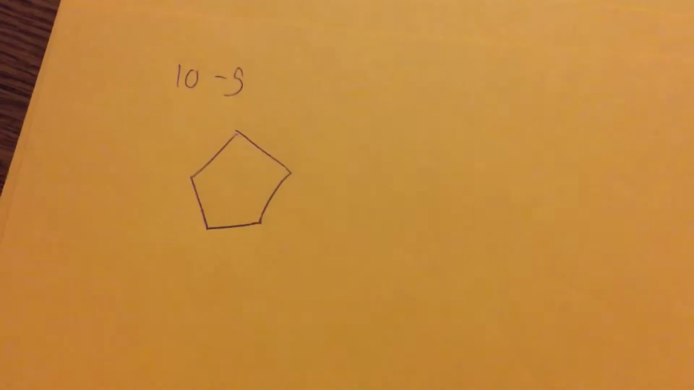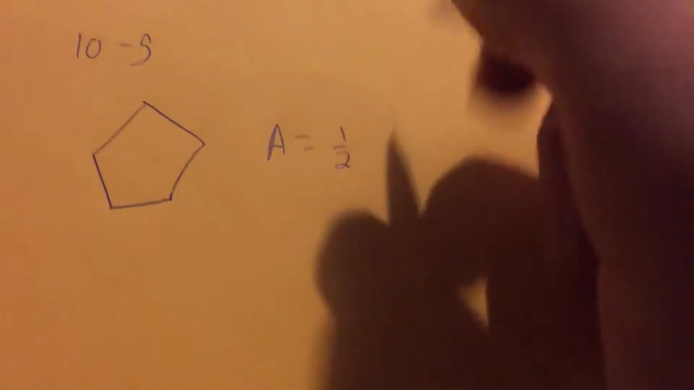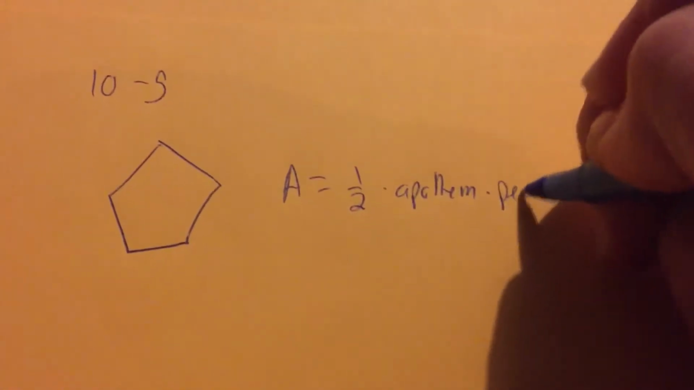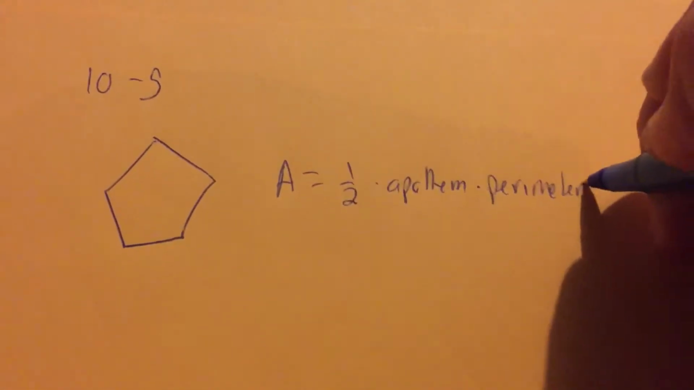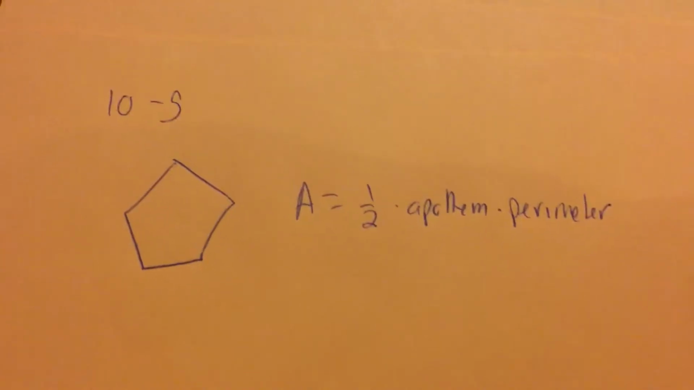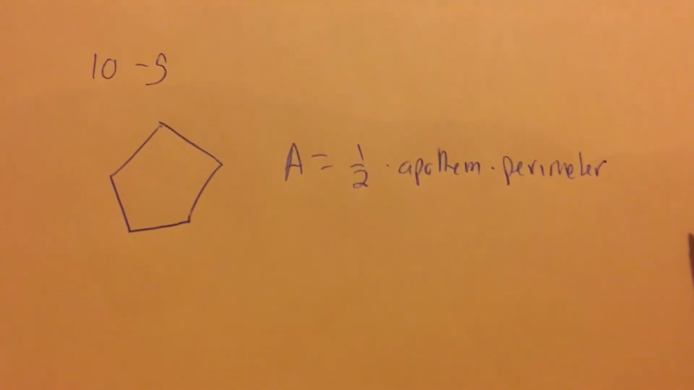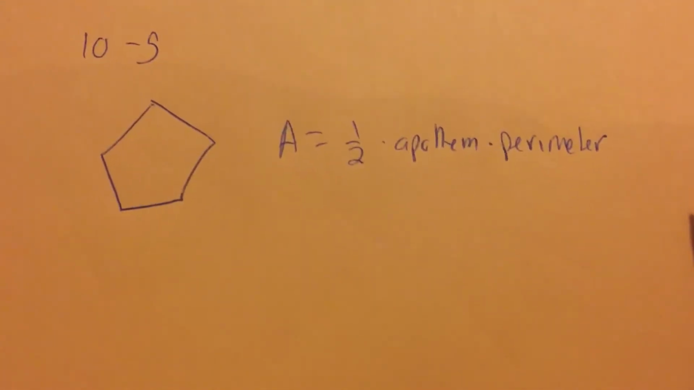So, let's say we have a regular pentagon, really any regular shape. We're going to have to remember that the area is 1/2 times the apothem times the perimeter. Now, when they give us problems in 10-5, they're going to expect us to use trigonometry. And they're going to give us one of 4 potential pieces of information about this pentagon.